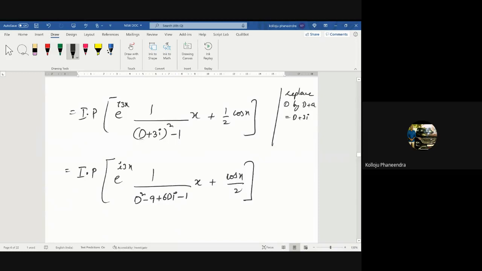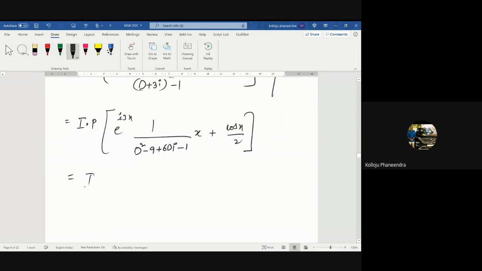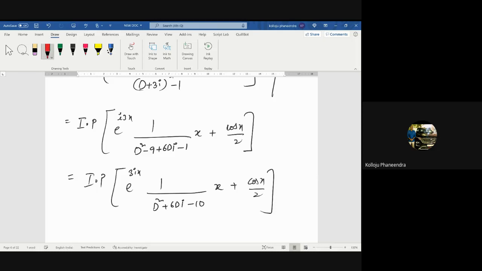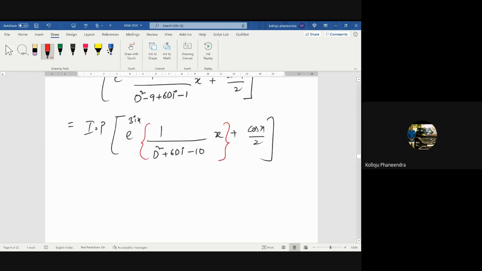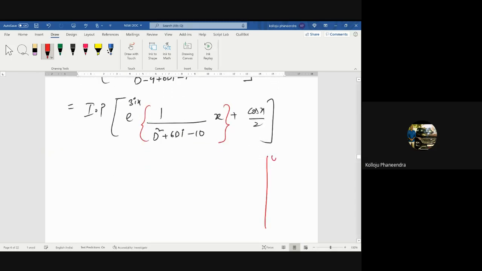I hope this is clear. Now the challenging, another one. What is this? e to the power of 3ix 1 by d square plus 6di minus 10 into x, plus cosine x by 2. Now what is the challenging one? I have to evaluate this. Done? Okay. So what is the procedure I'm giving? Again, I'm explaining. This is 1 by f of d into x power k, model. So how to evaluate this?